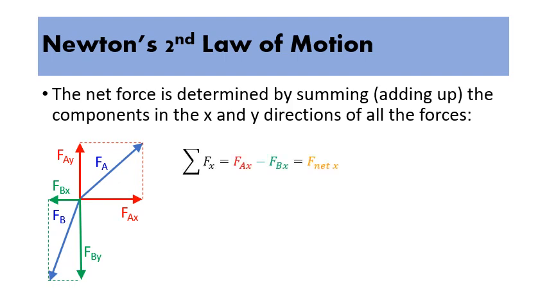Now sum all the force components in x, which will be the component of Fa in positive x plus the component of Fb in negative x. Note the negative sign in front of Fbx. Because the Fa component is longer than the Fb component, the net force in x is positive.